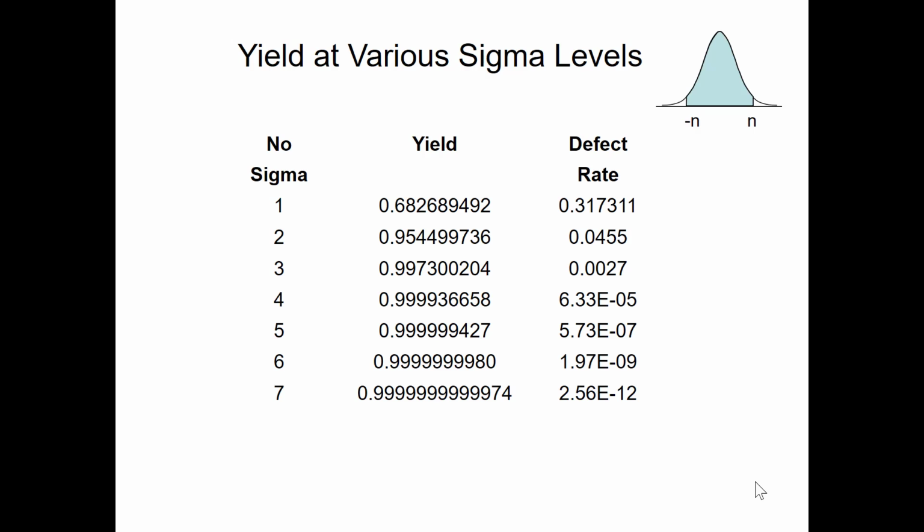If you're at 5 sigma, it's 1 part out of 5.7 million. If you're at 4 sigma, so that's not as good a yield, you're at about 63 out of 1 million and so forth. So here's the 6 sigma number that we just looked at, 2 parts in 1 billion.